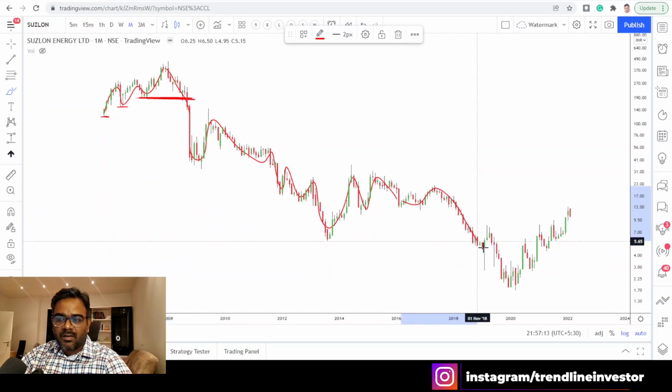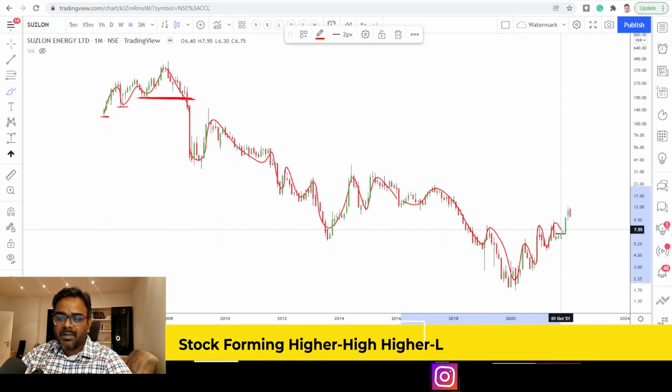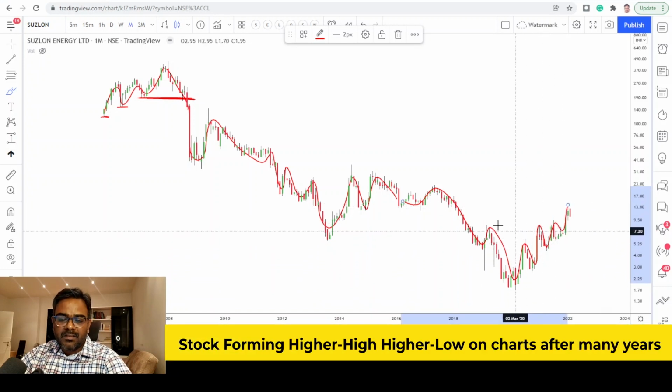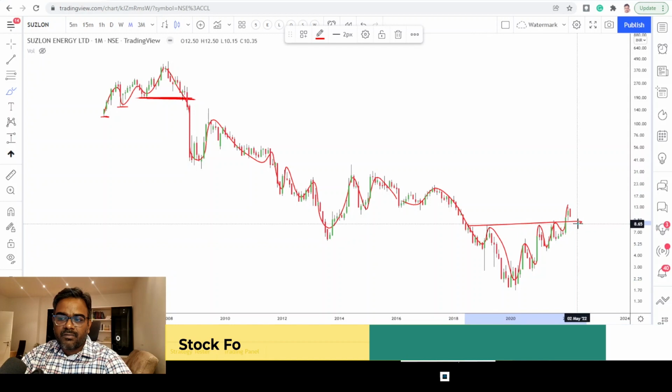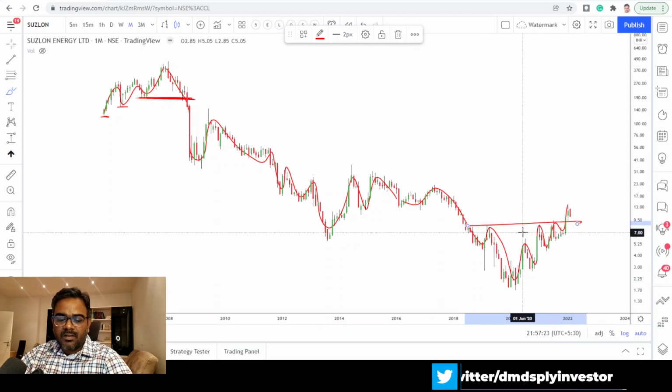Now the stock has gone down, and for the first time it is now in an uptrend after many months, right? It has also given a breakout of an inverse head and shoulders. Here at this point, there's an inverse head and shoulders breakout. In case you don't know what it is, there is a video link right on the top right corner. Don't forget to check it out. That will help you understand what an inverse head and shoulders is.